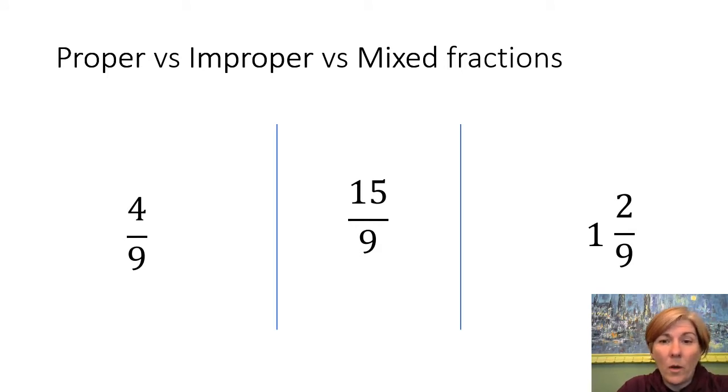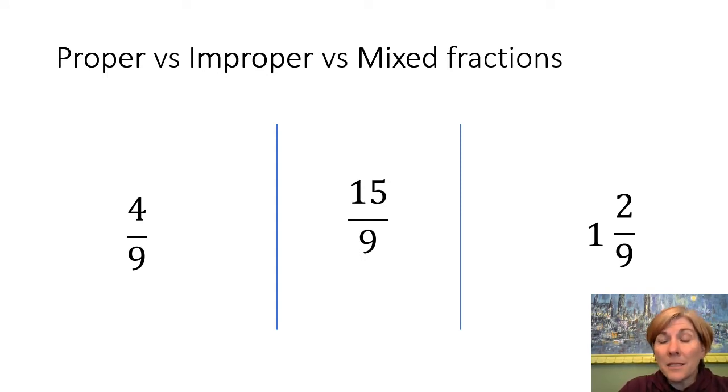There are ones where the number on top, which is called the numerator, is smaller than the number on the bottom, which is called the denominator. So in that first fraction that we see there, the 4/9, the number on top is smaller than the number on the bottom. So that's one type of fraction. The one beside it, 15/9, our numerator, so the number on top, is bigger than our denominator, the number on the bottom.